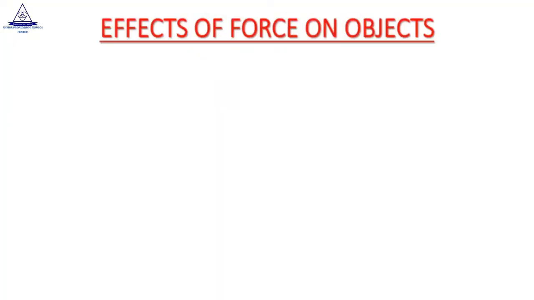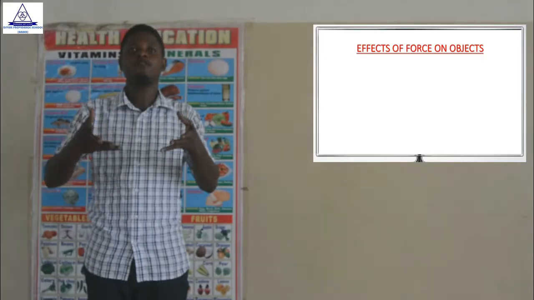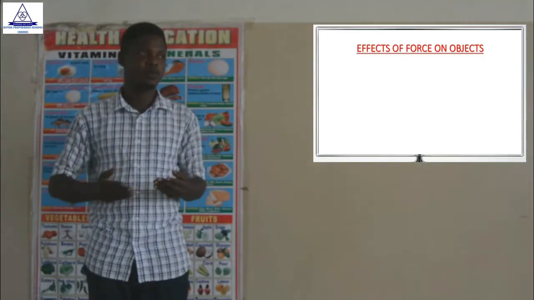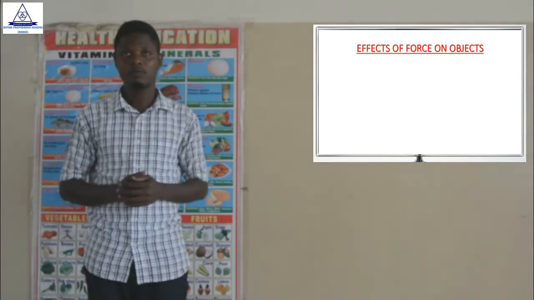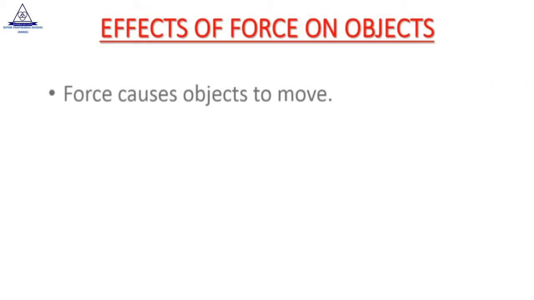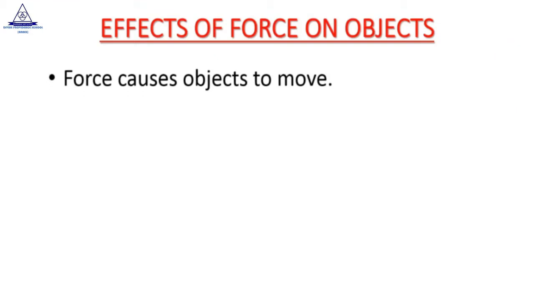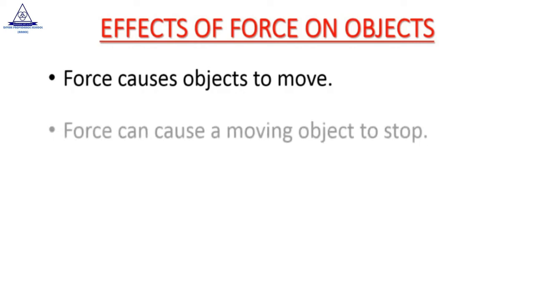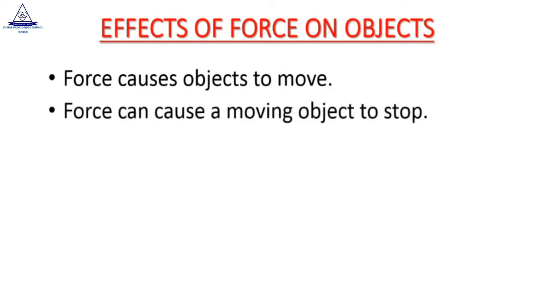Now, let's look at the effects of force on objects. When you apply force on objects, what is the outcome? It's as simple as ABC. Number one: force causes an object to move. Say that after me. Force causes an object to move. Second one: force can cause a moving object to stop.